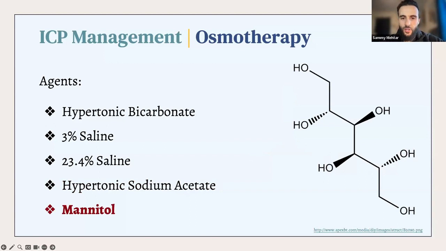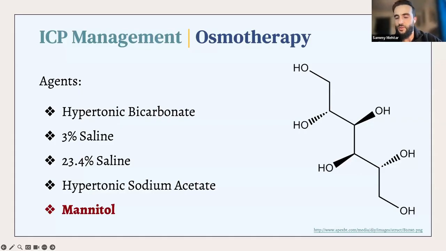And the last agent is mannitol. Mannitol is something that's widely used, and it's something that we often associate with intracranial hemorrhage and elevated ICP, but it also has a lot of downsides, especially when compared to these other therapies. And there are some studies that show worse outcomes with use of mannitol when compared to other hypertonic agents that we discussed.